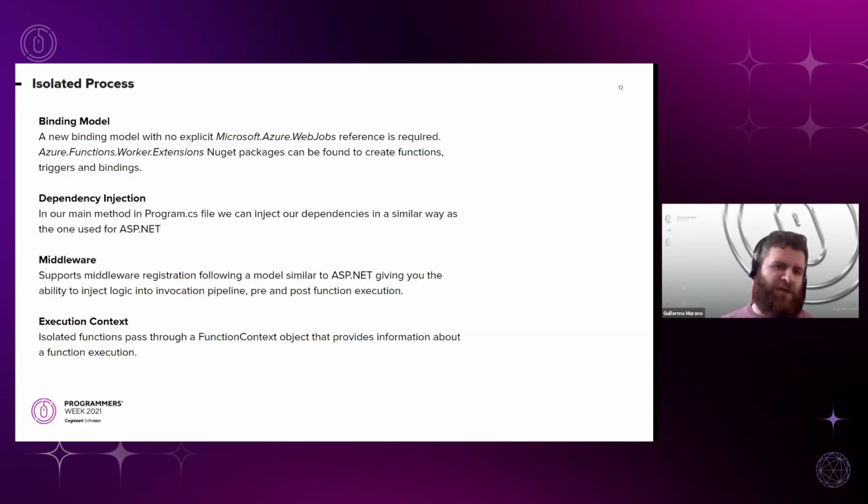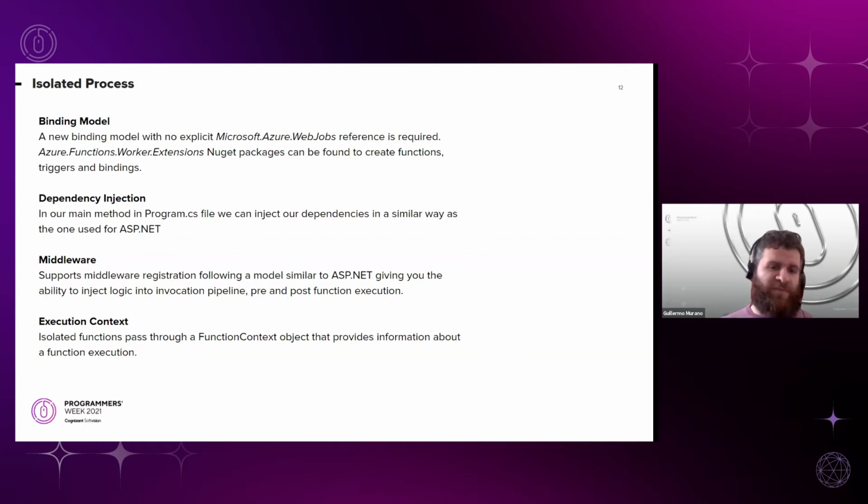You have now a new binding model where, instead of the web jobs, you're going to have different worker extensions for each one. For example, if you want to build an HTTP trigger, you need to add the NuGet package for that worker extension, HTTP trigger. You now can inject your services and dependencies in a similar way as the one used in ASP.NET for dependency injection.